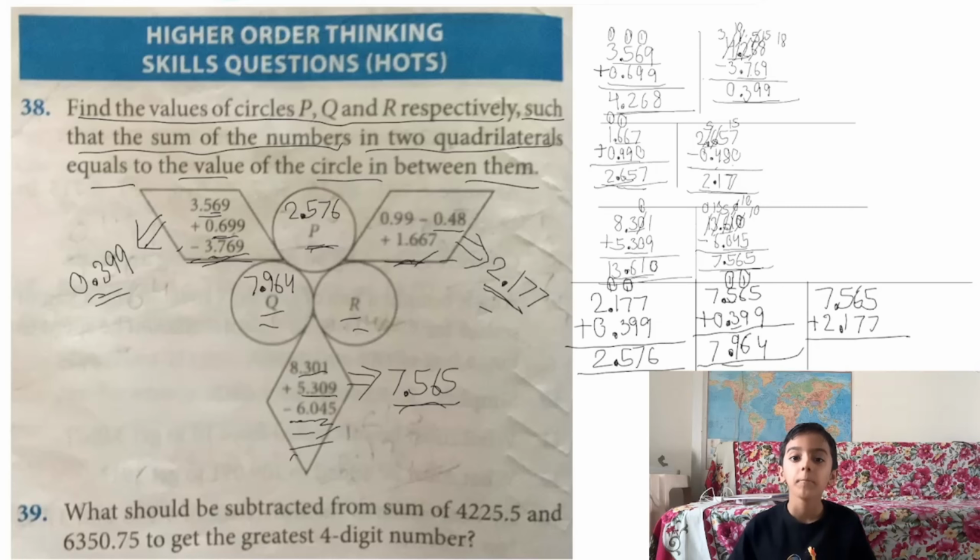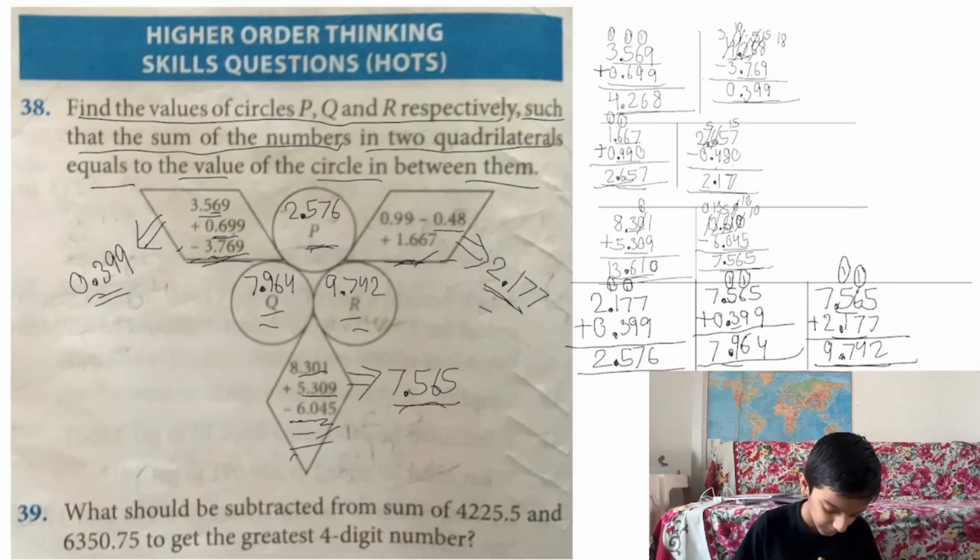Here 5 plus 7 is equal to 12. 2, 1 carry over. 6 plus 1, 7 plus 7, 14. 4, 1 carry over. 1 plus 5, 6 plus 1, 7. 7 point under point. And 7 plus 2 is equal to 9. So 7.565 plus 2.177 is equal to 9.742. So the value of the circle R is 9.742. So we have figured out the values of all the circles P, Q and R. So this question is completed.